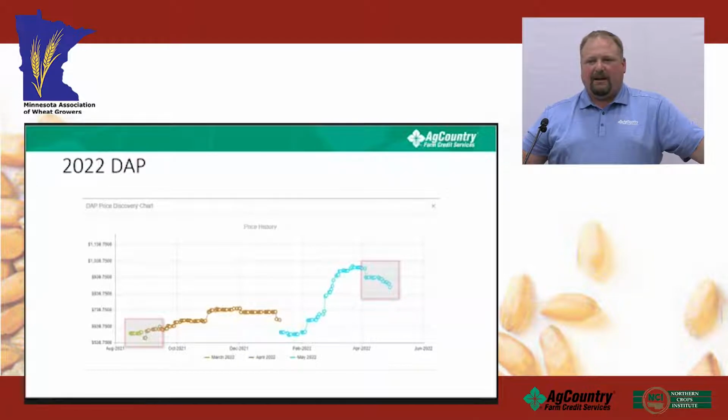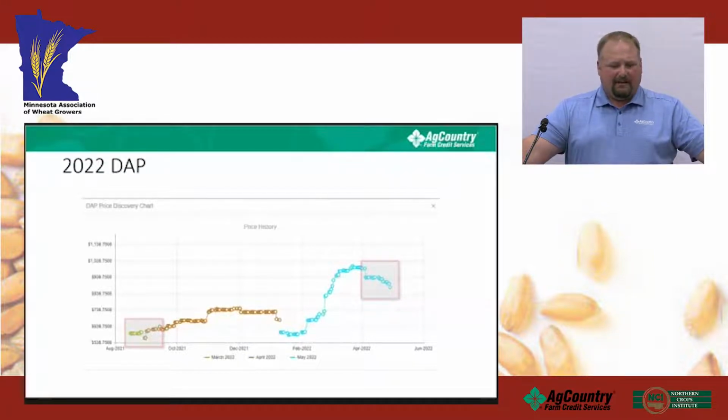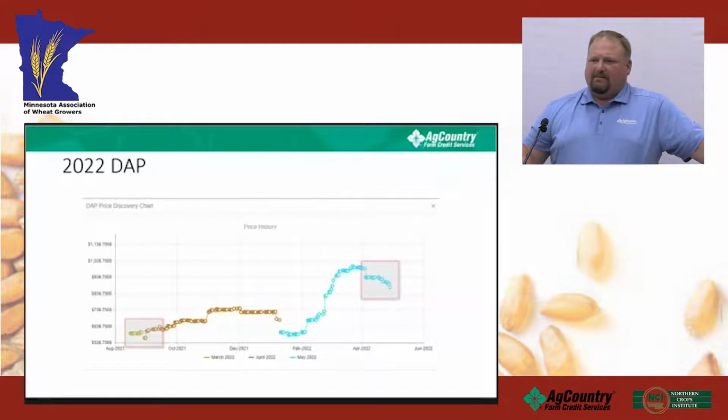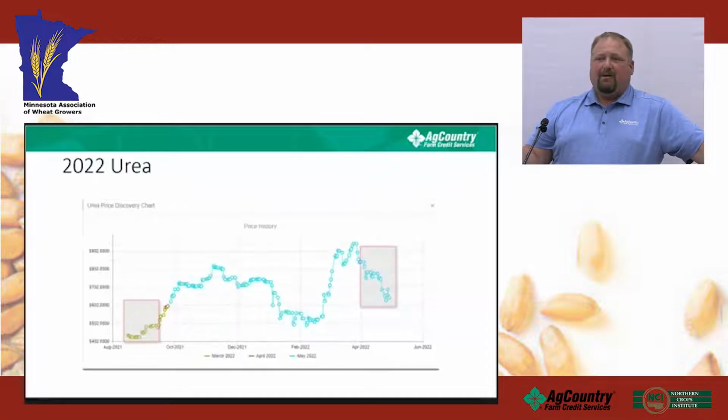Again, I shaded those areas where I come up with those numbers on both sides, at the beginning and on the end. And I think I got urea here. Urea actually started coming down in April.